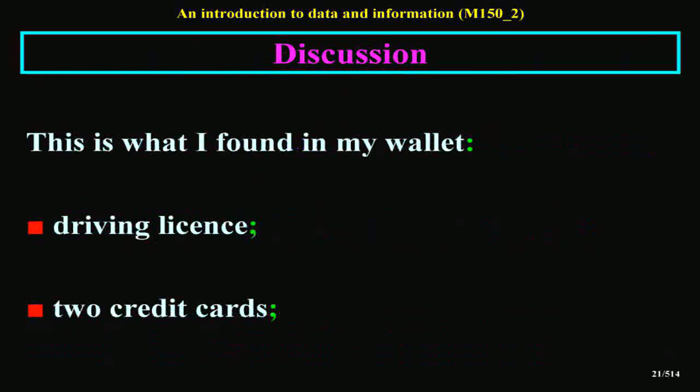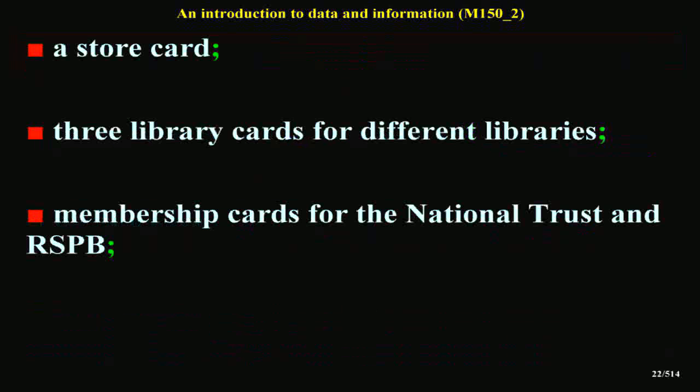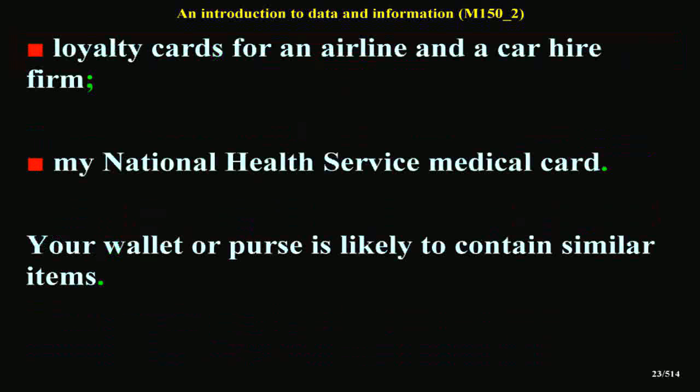Driving license. 2 credit cards. A store card. 3 library cards for different libraries. Membership cards for the National Trust and RSPB. Loyalty cards for an airline and a car hire firm. My National Health Service medical card. Your wallet or purse is likely to contain similar items.